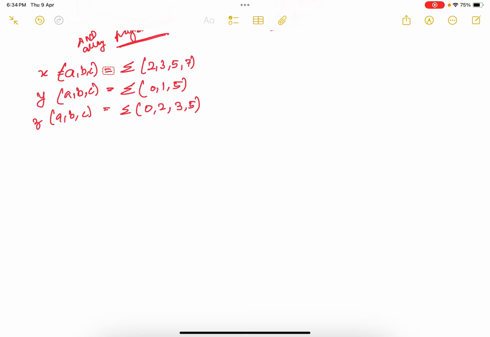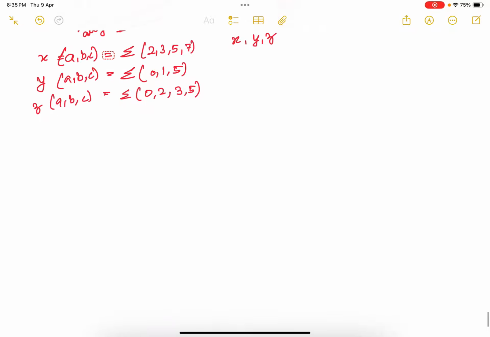Okay, now there are three outputs. One output is your x, another output is y, another output is z. But here the output expression is not given. It is given in terms of SOP form. So you want to write it and then reduce that into sum of min terms. So how will you reduce it into sum of min terms?